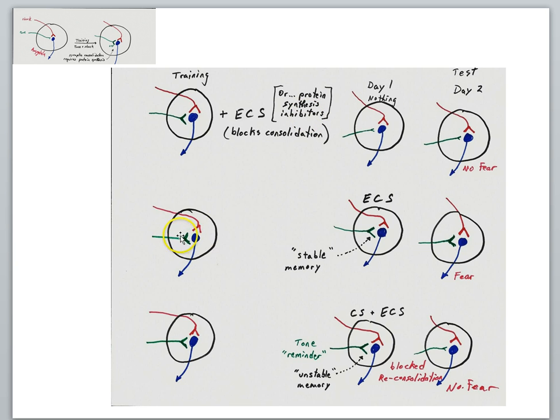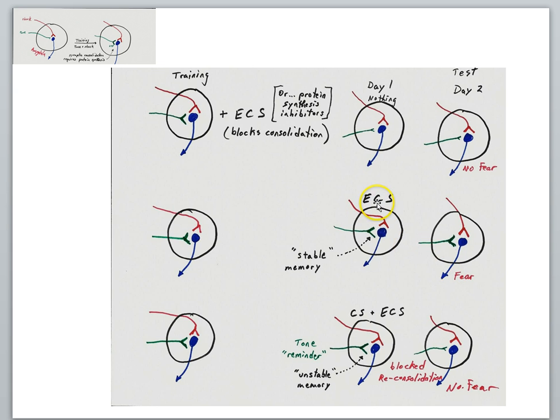In the other group, we have tone shock training, and then on that next day, they just get ECS alone. But notice, between the training and that day, molecular consolidation was allowed to happen, right? So that synapse now becomes strong due to protein synthesis. And when you just do electroconvulsive shock at this stage, it does not weaken the synapse. It's already been consolidated. Molecular consolidation has taken place. So ECS is not going to affect that synapse. And so when you test a day later, they will show fear.